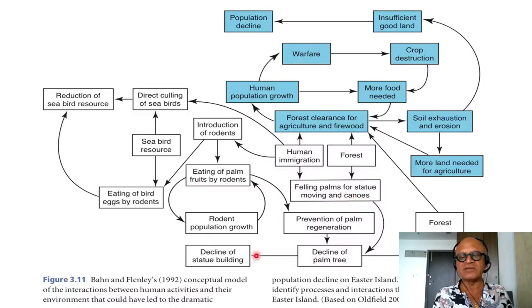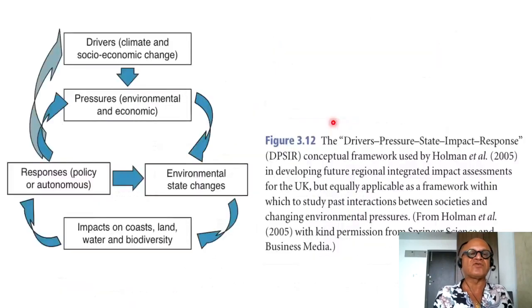But this is a story that has been discussed in many papers and books in terms of the change in vegetation, decline of statue building, which was an indication of society's establishment, growth, governance, power, militarization, and other things. So decline of fishing and rodents, which affected forests, feeds back to forest clearance and agriculture, and so on and so forth. So if we look at the drivers, pressure, state, impact, response conceptual framework, in this case you can again start anywhere.